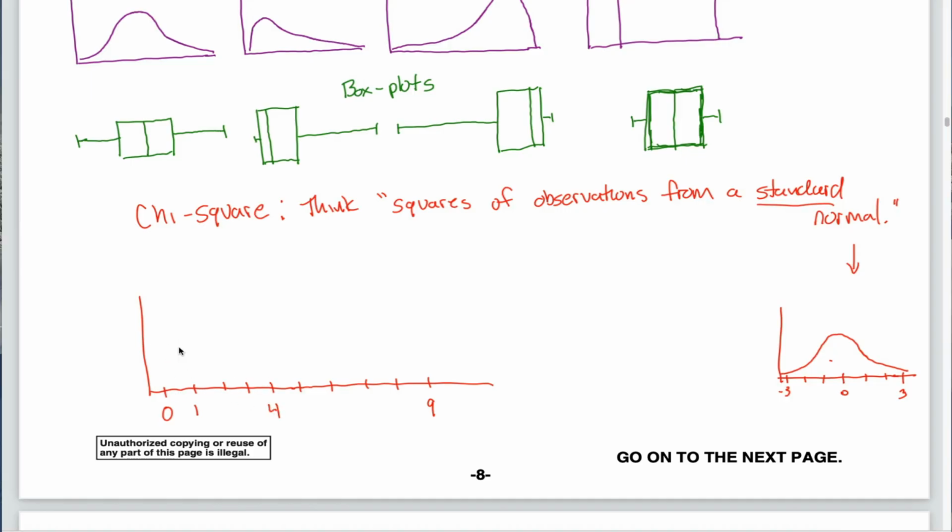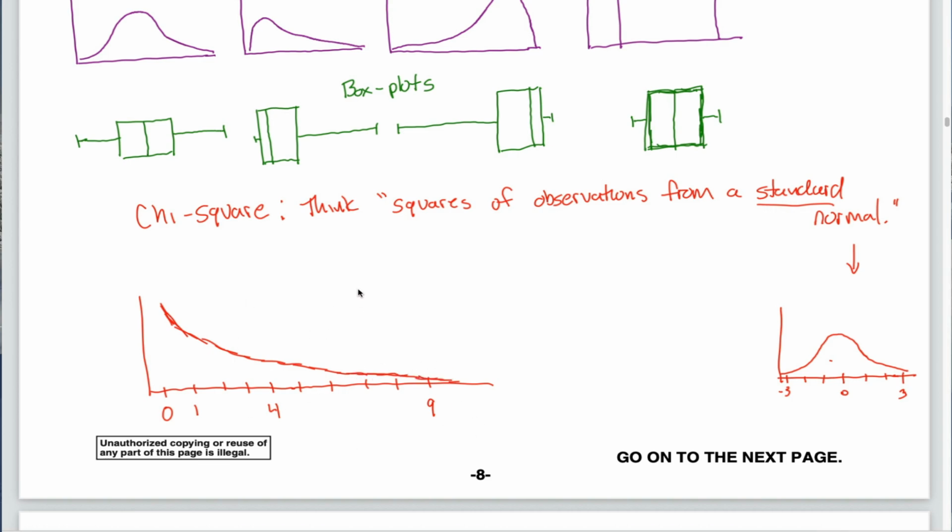What I'm getting at is most of the observations are going to be over here. My curve's going to be really high over here, but I'm going to have this big tail going out to the right to account for the fact that it's reasonably possible to get values close to 3 over here, which would transform into values close to 9 over here. There's my curve.